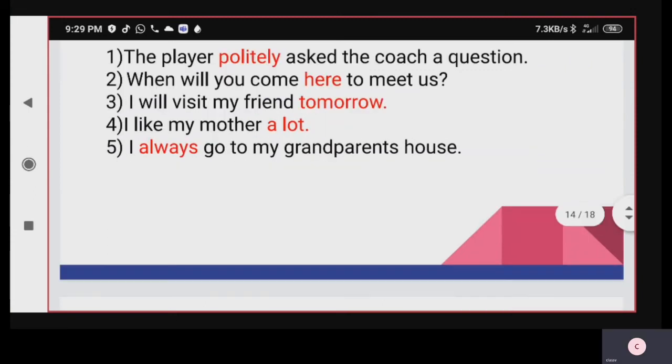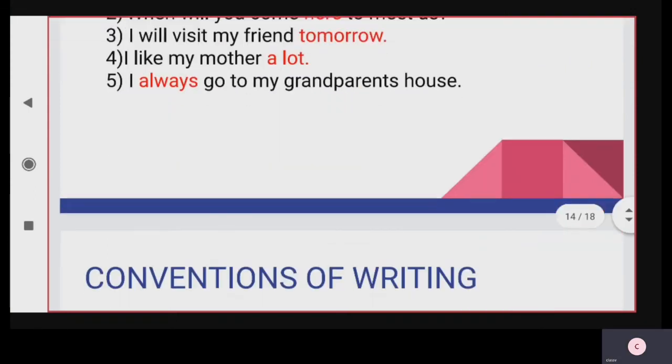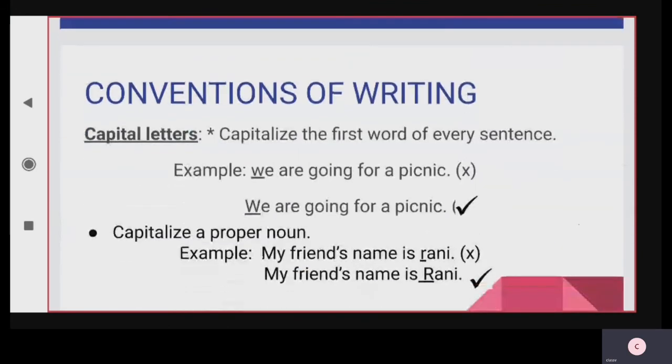Next, conventions of writing. Children, what do you mean by this? This means a set of generally accepted standards, rules for written English. We must follow these accepted rules for better written English.